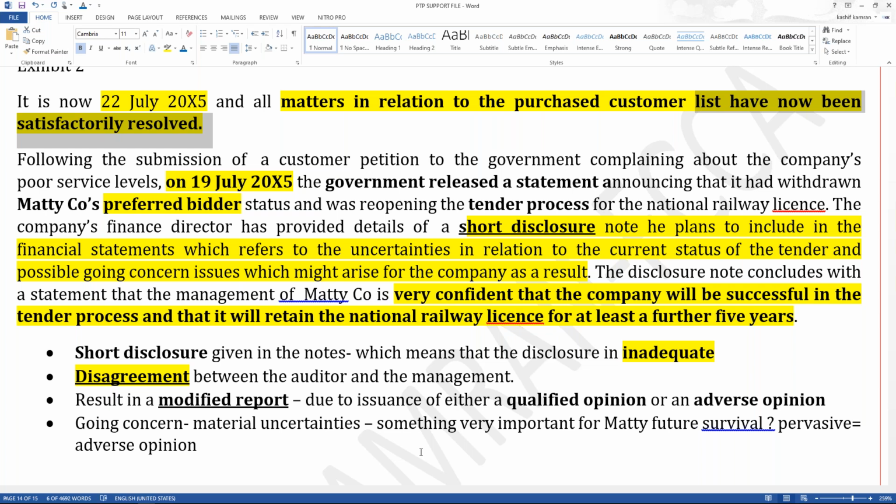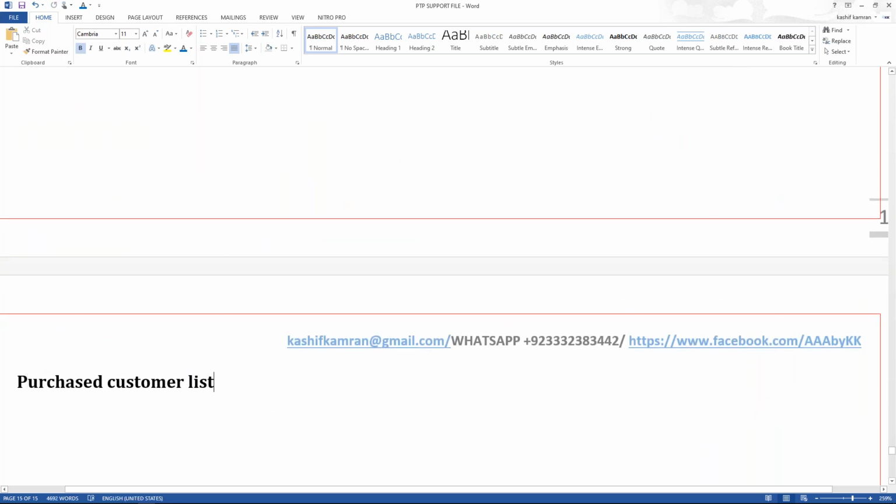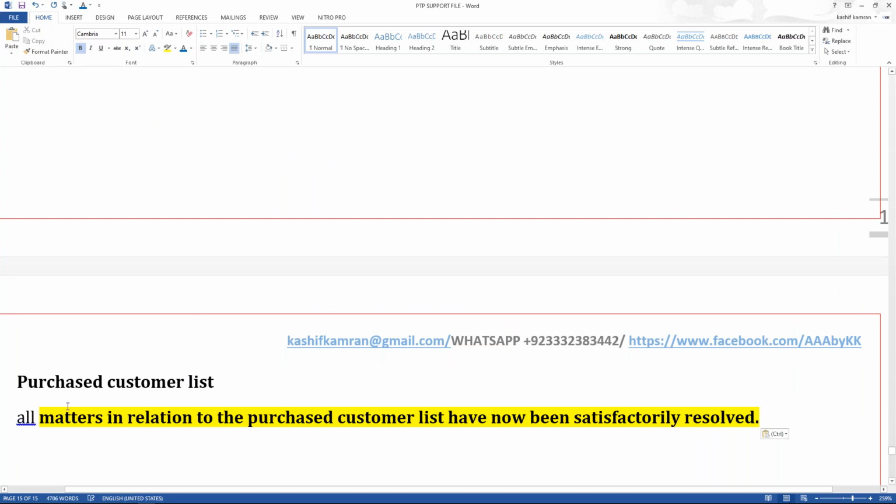So do we agree with management's value in use? Do we agree with management's indefinite life? So have we agreed to the management assumption of indefinite life and of value in use? Because the examiner is saying every matter relating to the purchase customer list has now been resolved. Control C, and you go down and you write things over here: purchase customer list, all matters in relation to the purchase customer list have now been resolved.